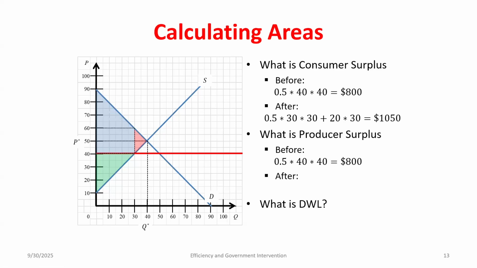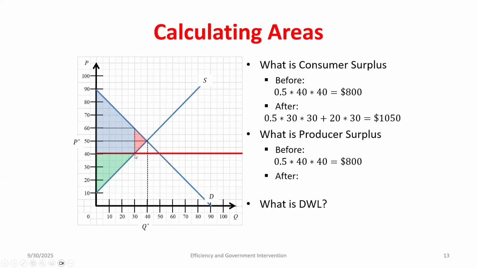What would my total economic surplus be here? Without any government intervention, so before this price ceiling, how do I find total economic surplus? I just add up consumer and producer. So 800 plus 800 is 1,600, right? After this price ceiling, what is producer surplus?